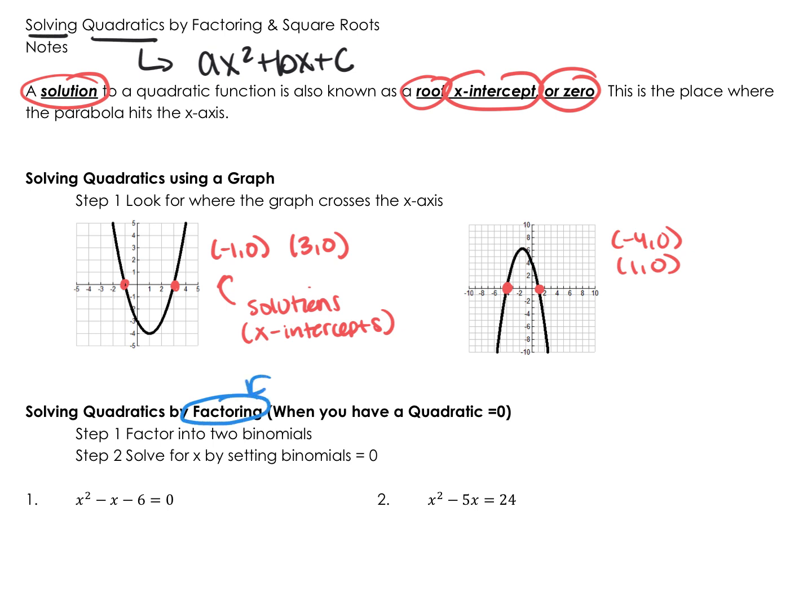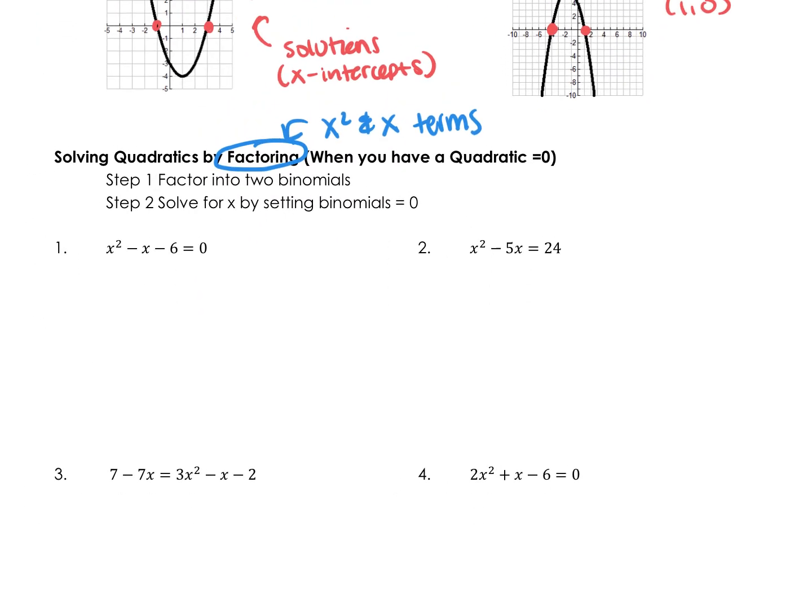Okay, so the first method is using factoring. And you're going to use this when you have x squared and x in your equation. So if you have x squared and x terms in your equation, that's how you'll know to use factoring. So I want you just to look at these 4 problems here on the front page. For problem number 1, do we have an x squared and an x in this equation? Yes. How about this one? Yep. This one? And this one? An x squared and an x. So we're going to use factoring on all of these on this page.